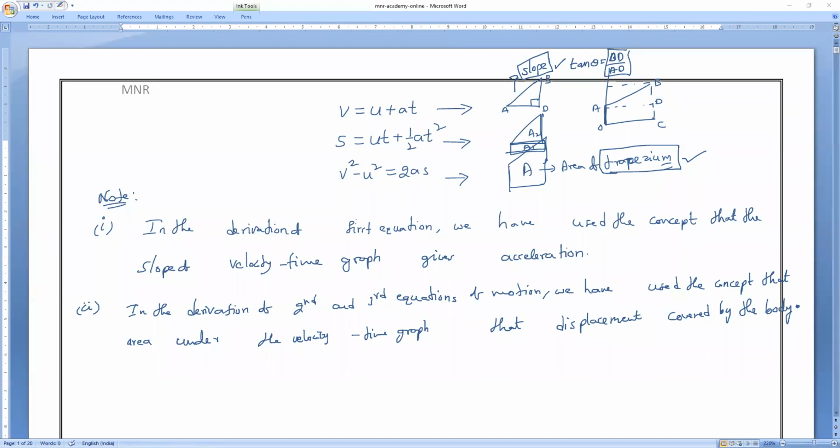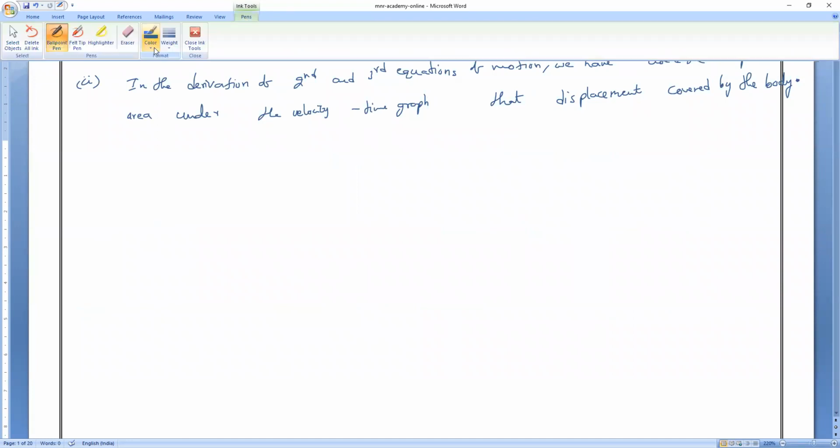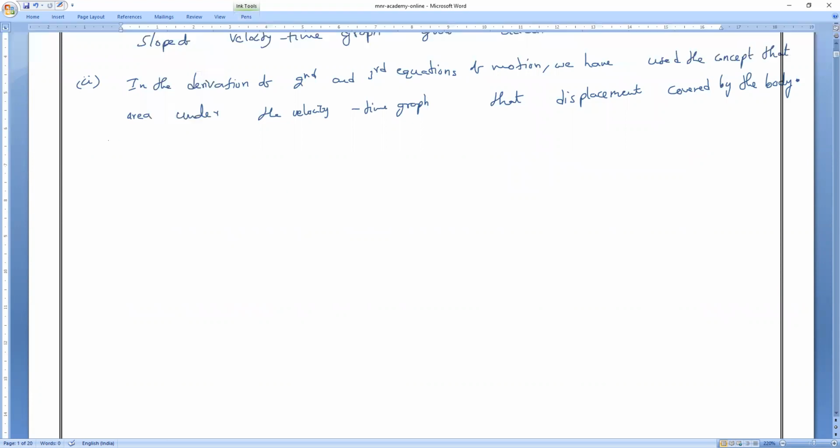Very good. Now, today's class, what will we do? We'll solve the same equations in what way? By algebraic method. Equations of motion by algebraic method. Very simple.